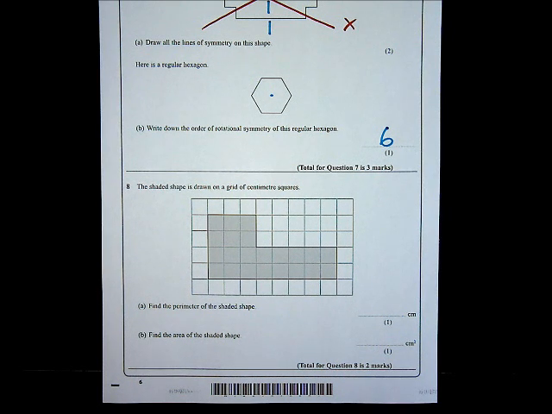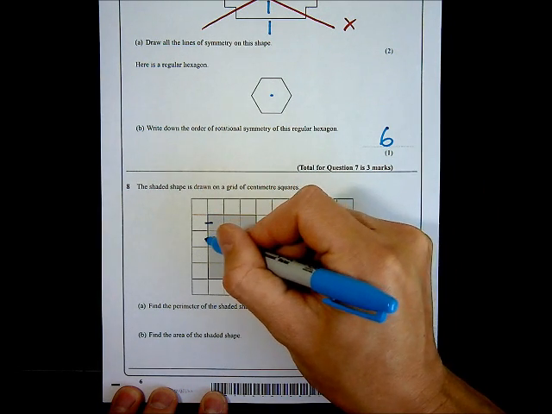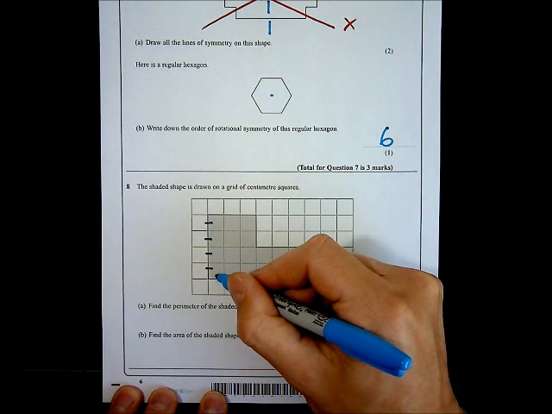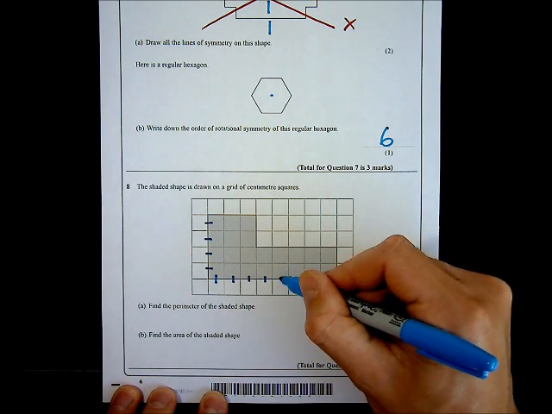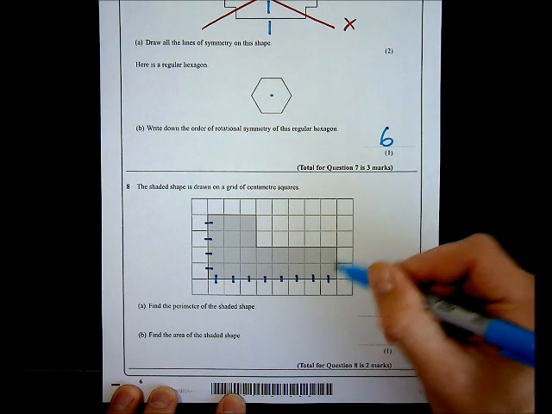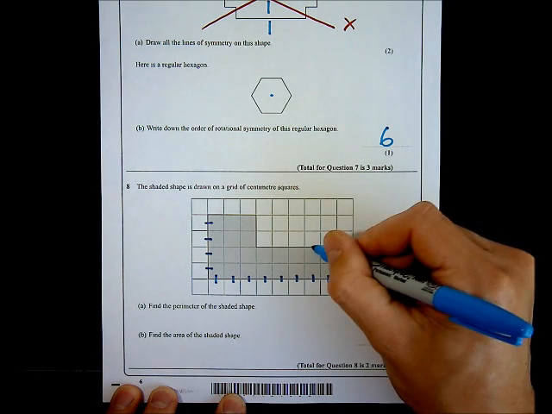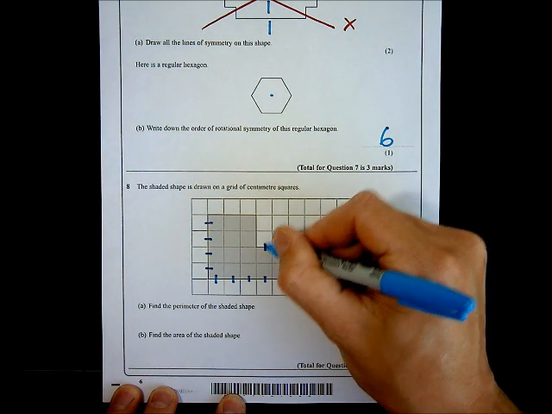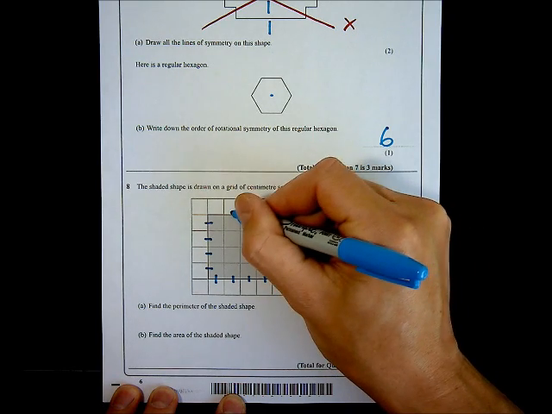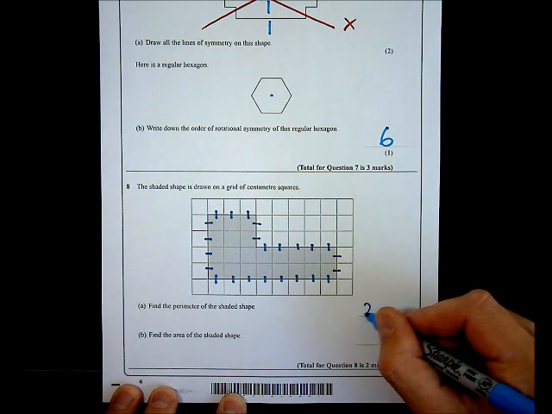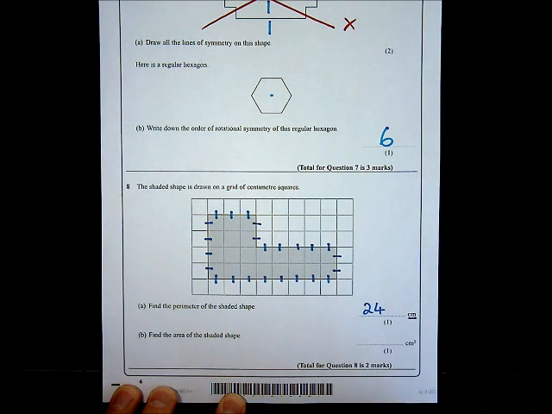In question 8, I'm shown a shaded shape on a grid of centimetre squares, and I'm asked to find the perimeter of the shaded shape. To do that, I'm going to count the outside of the shape, but not squares. So 1, 2, 3, 4, 5, 6, 7, 8, 9, 10, 11, 12, 13, 14, 15, 16, 17, 18, 19, 20, 21, 22, 23, 24. So that is 24 centimetres, and they've already given my units. It's worth crossing them off as you go around so you don't lose count.